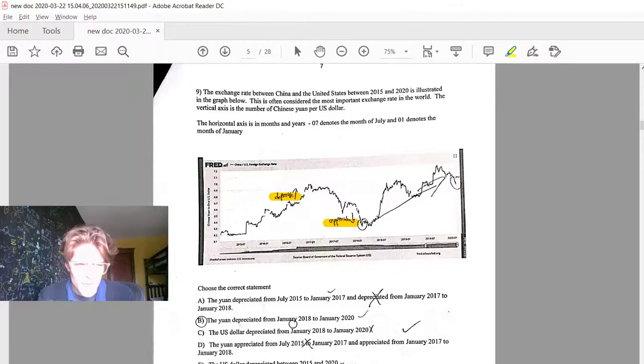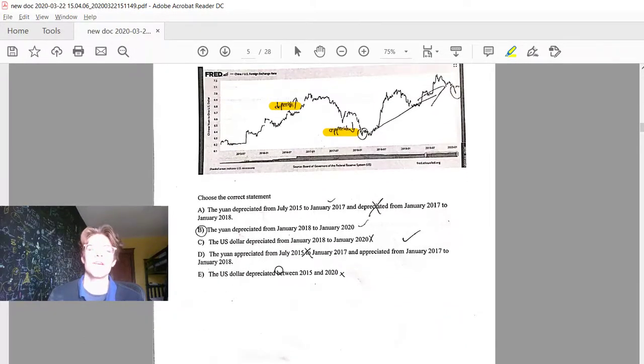So January 2018 is here. Depreciated from 2018 to 2020. So you can see a general upward trend here. I drew a big arrow from here to there. So that's when it depreciated. It went up. It depreciated. When the exchange rate goes up, that means it costs more of your dollars to buy a dollar of someone else's currency. That's the exchange rate going up. That's what this graph is measuring. So that means that your dollar has become less valuable. So it has depreciated. That's that one.